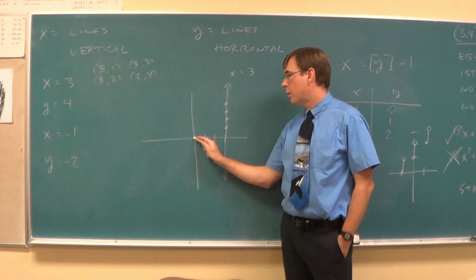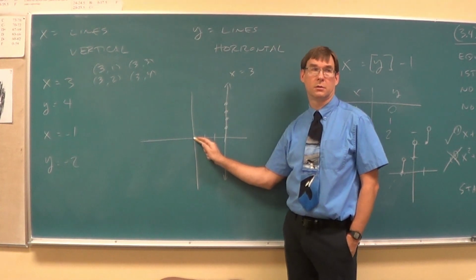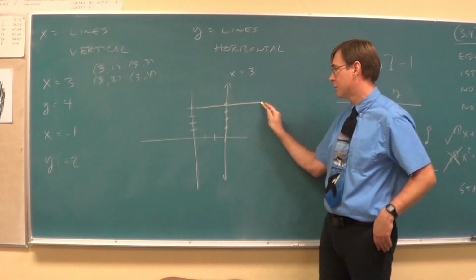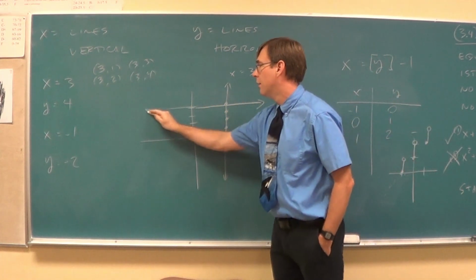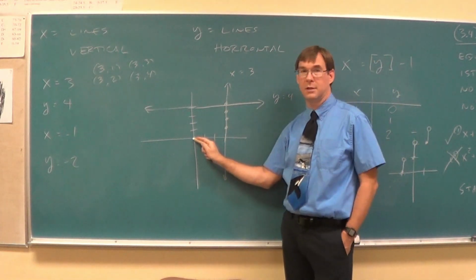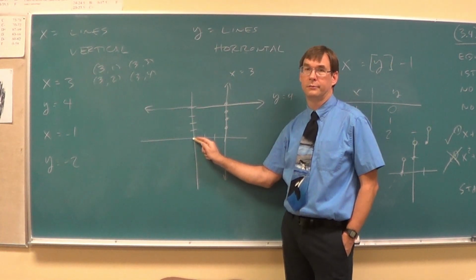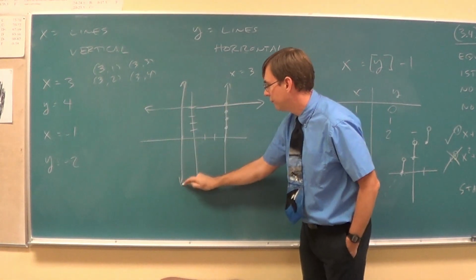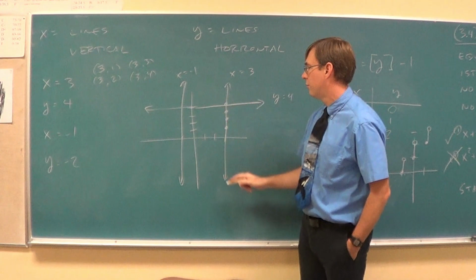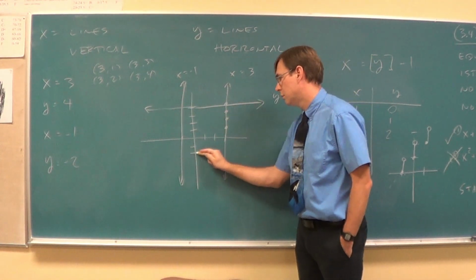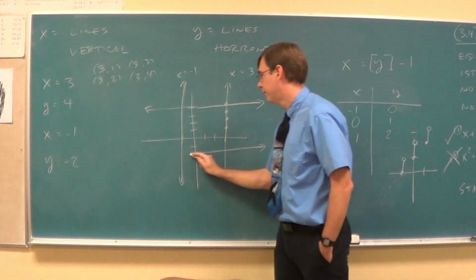So a y of 4, where would you suppose? Go up 4. And once you're there, just go horizontal. You've got to just stay there. That would be the line y equals 4. So if I go x equals -1, left 1, go vertical line, x equals -1, and then the last one, a y of -2, go down 2, and go horizontal line.